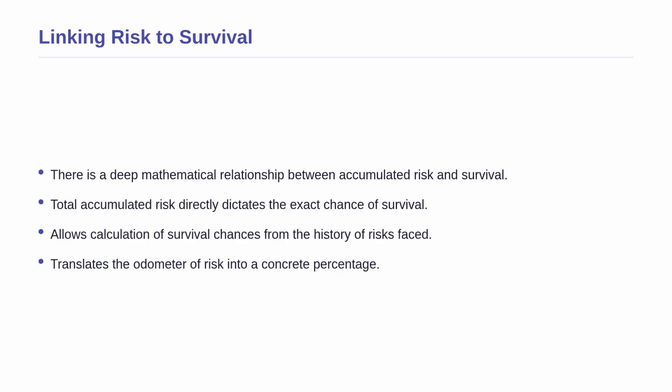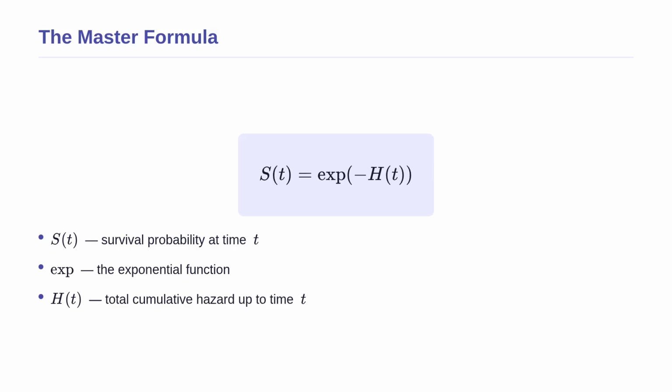Let us look at the master formula that connects them. This is our final magical result. The survival probability at any time t is equal to the exponential of the negative cumulative hazard. As the total accumulated risk, capital H of t, gets larger and larger, the negative sign in the exponent ensures that the survival probability shrinks closer and closer to zero. This single equation bridges the gap between the immediate dangers a subject faces and their long-term probability of making it through.